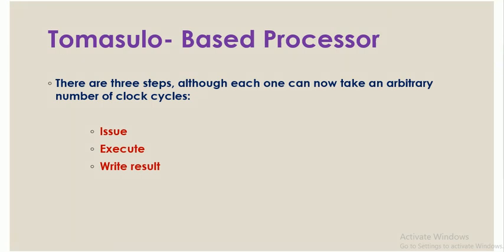Now there are three steps in this Tomasulo based processor. Each can take an arbitrary number of clock cycles. I am not restricting the number of clock cycles required for each of these stages. The first stage is issue, then execute, then write result. These are the three major stages of the Tomasulo based processor.